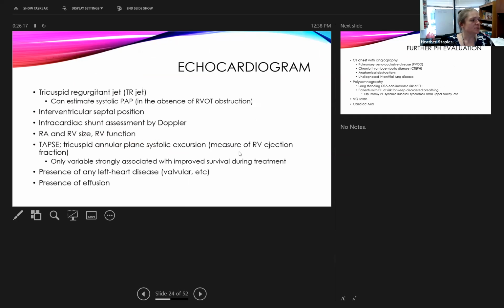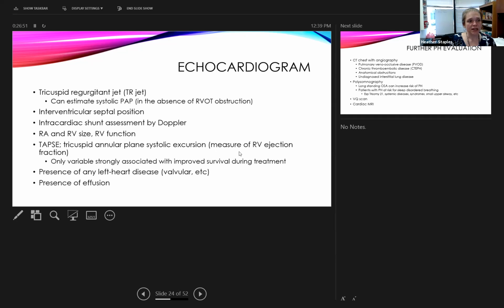If it's flat, that means that the pressures on the right are higher than normal. What's really helpful is being able to get a tricuspid regurgitant jet, because this you can actually use to estimate pulmonary artery pressures. The problem is that if you have any problem with your pulmonary or tricuspid valve, this is not going to be as reliable. We also look at the position of the intraventricular septum. Sometimes if there is a shunt, the velocity and the direction of that shunt can be helpful.